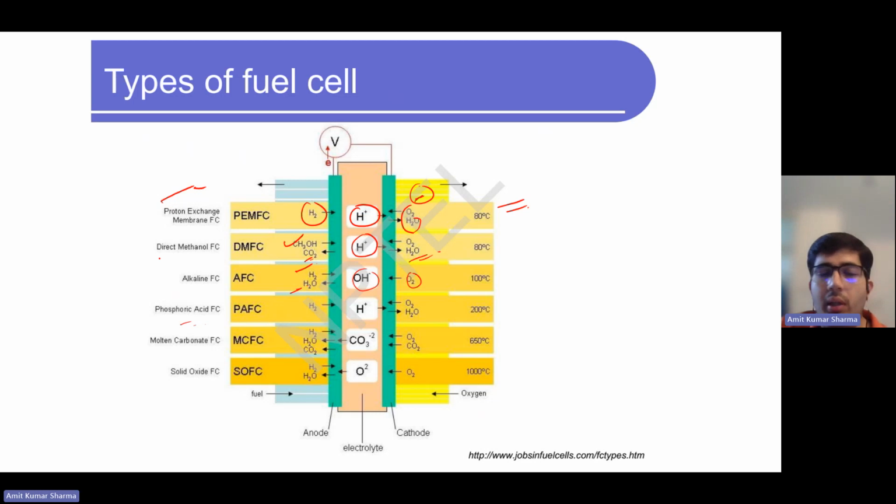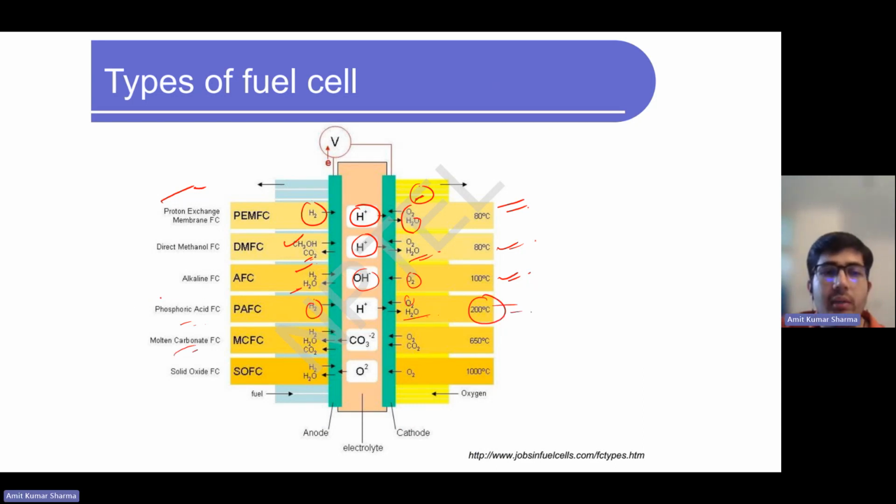For the direct methanol fuel cell, the operating temperature is 80 degrees centigrade. For the alkaline fuel cell, AFC, the operating temperature is around 100 degrees centigrade. In the phosphoric acid fuel cell, hydrogen is supplied towards the anode, oxygen is supplied towards the cathode, the H+ ion is transported from anode to cathode, and water is generated at the cathode. The operating temperature is 200 degrees centigrade.